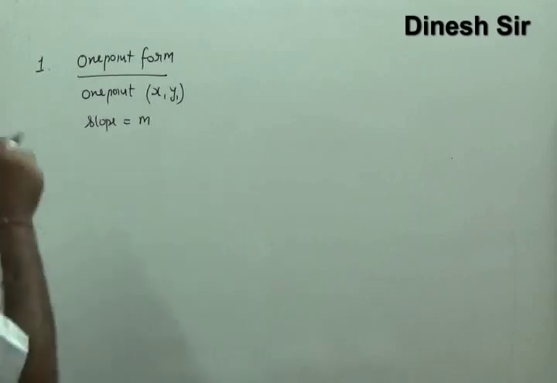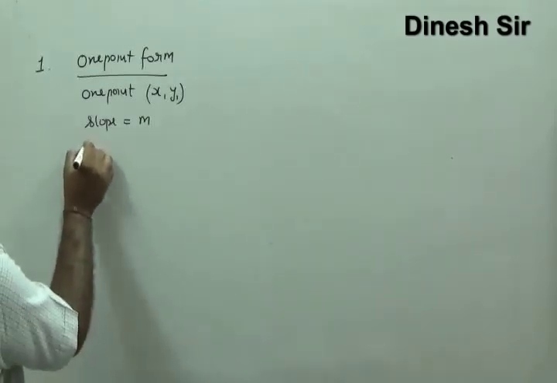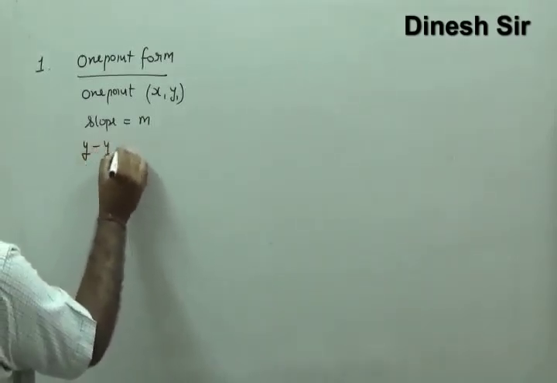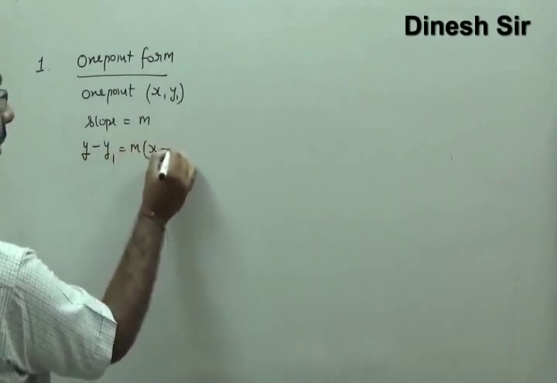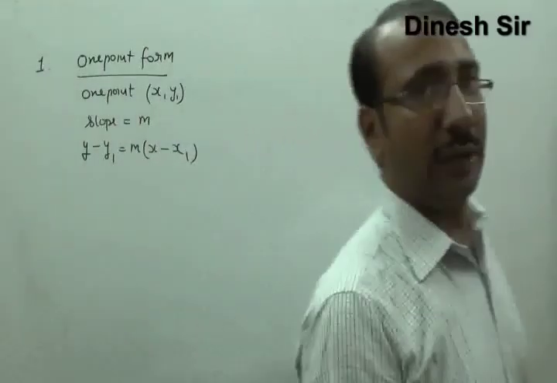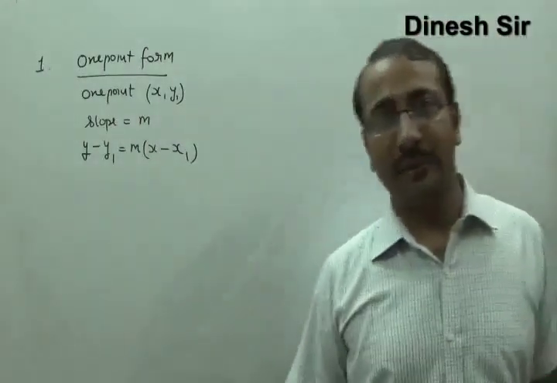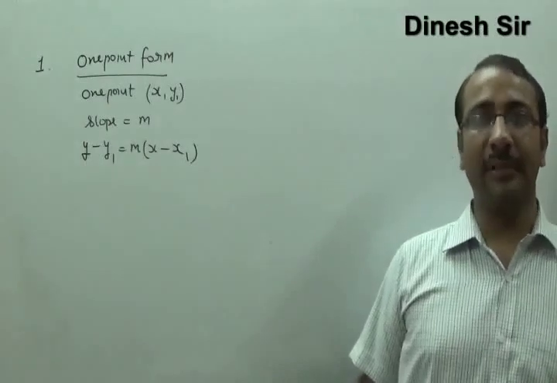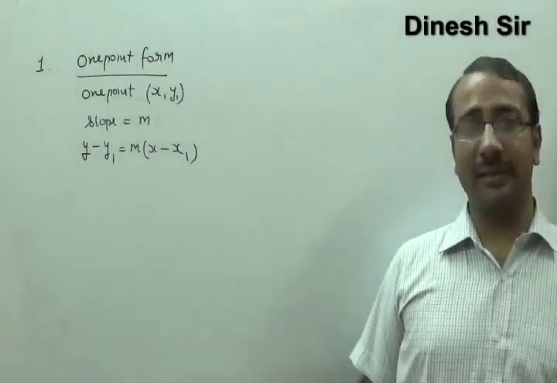Now if you want to make the equation of the line, this would be y minus y1 is always equal to m into x minus x1. That is the first type of question in which we have to make the equation of a line where the slope of the line is given, that is m, and the coordinates of a point are given, x1, y1.